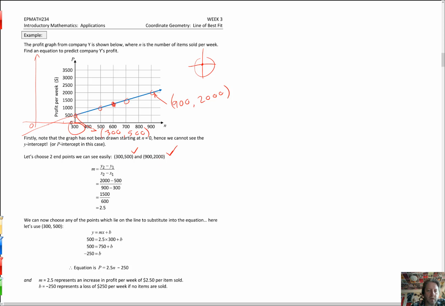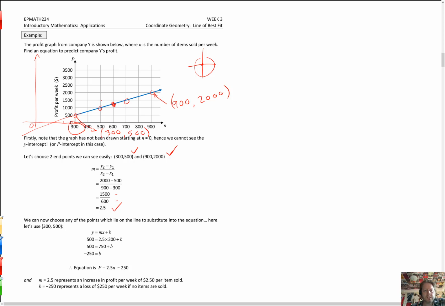Y2 minus y1 is 2000 minus 500 is 1500. X2 minus x1 is 900 minus 300, which is 600. And 1500 on 600 is 2.5. We've got ourselves a positive 2.5 gradient. In other words, for every 1 we go across, we go up 2.5. Okay, it's hard to see because we're showing it at such a scale that that's 100 across and that's 250 up. 100 across, 250 up. But that makes sense. Okay.